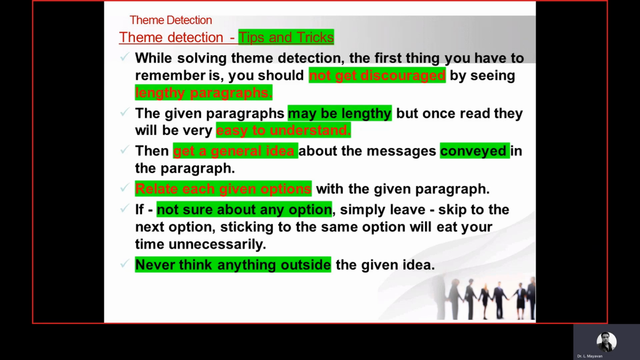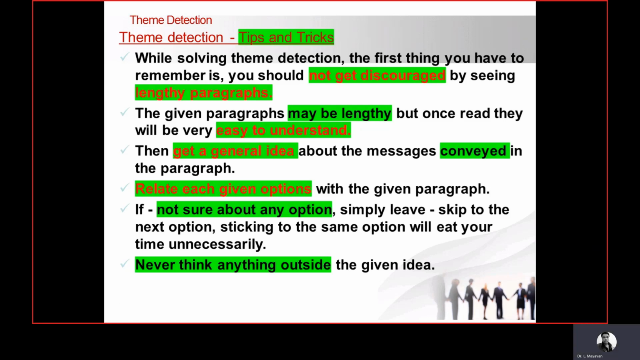Then get a general idea about the message conveyed in the paragraph. The overall idea or message conveyed in the paragraph or passage should be understood. And you will have to relate that general idea conveyed in the paragraph with the options.